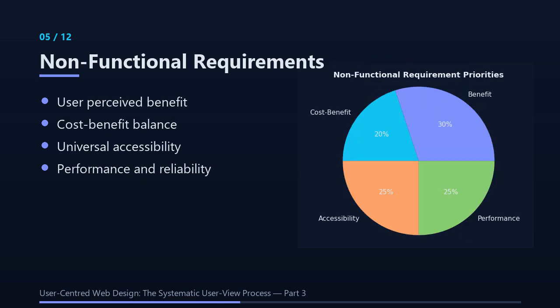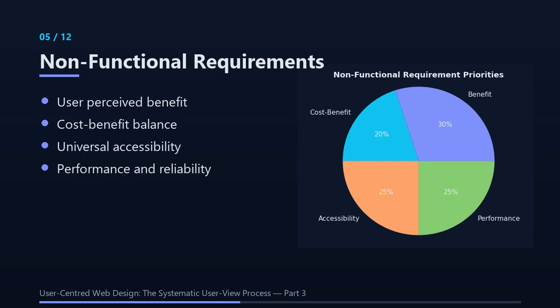Non-functional requirements describe the quality attributes that determine how well the functional features perform. First, users must feel that the website delivers a tangible benefit, whether that is saving time, providing useful information, or making purchases easier. Second, the development and maintenance costs should never outweigh the benefits gained. This cost-benefit analysis keeps the project financially viable.